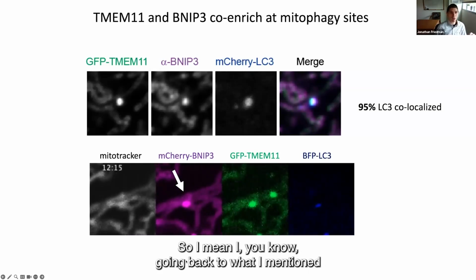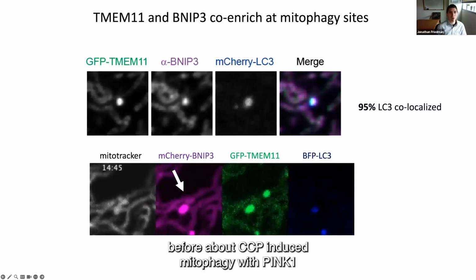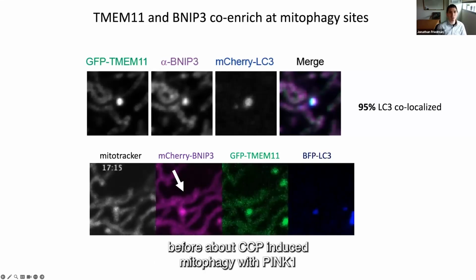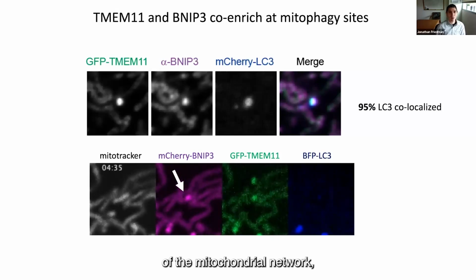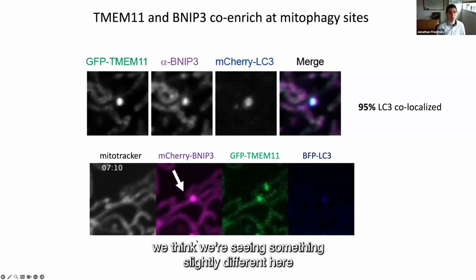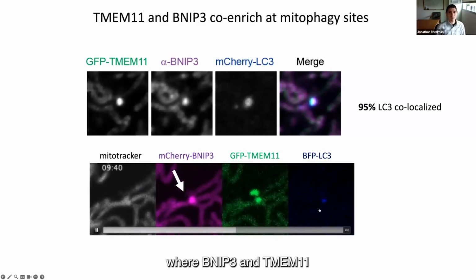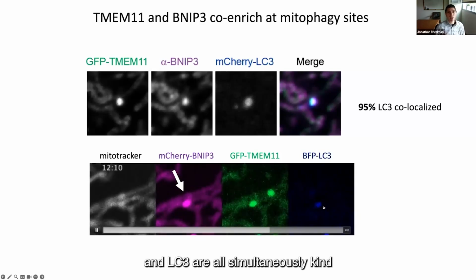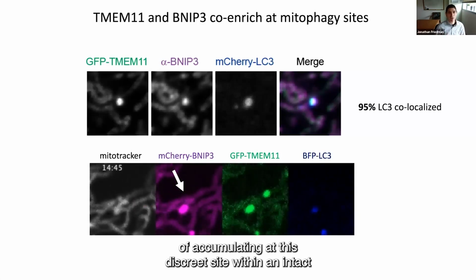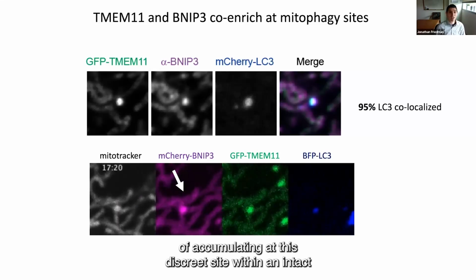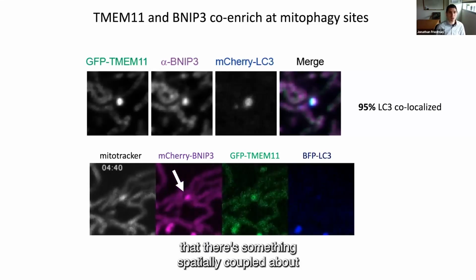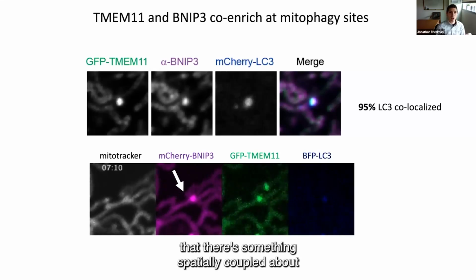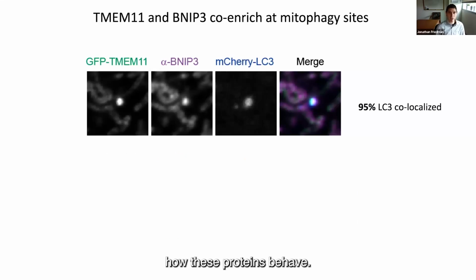So, going back to what I mentioned before about CCCP-induced mitophagy with PINK1 and Parkin, and that you get this fragmentation of the mitochondrial network, we think we're seeing something slightly different here, where BNIP3 and TMEM11 and LC3 are all simultaneously accumulating at this discrete site within an intact mitochondrial network. And really, I think that indicates that there's something spatially coupled about how these proteins behave.